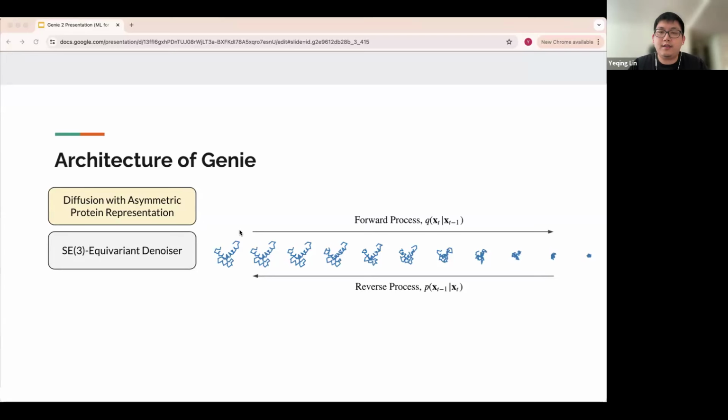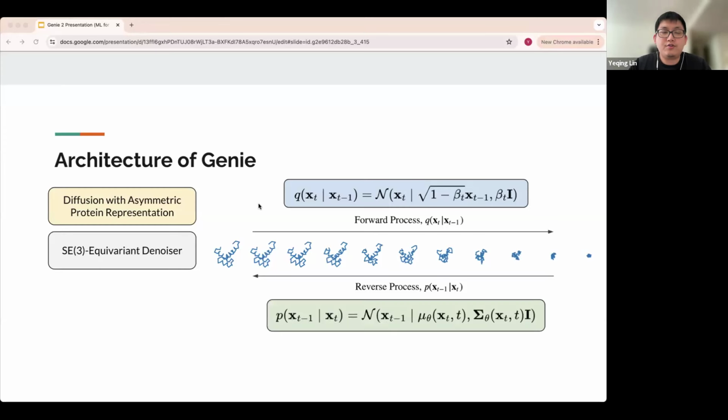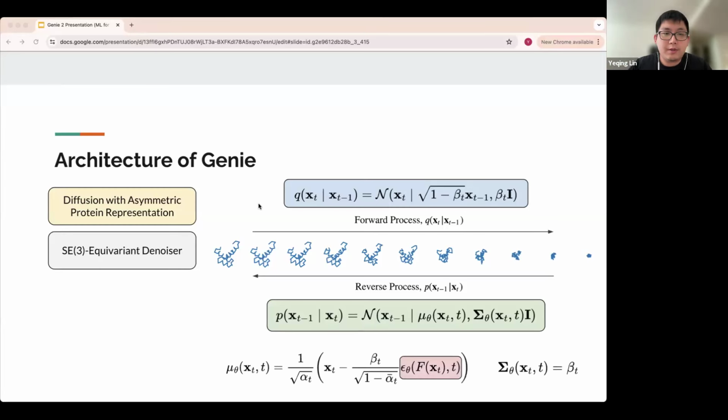For the forward process here, we consider each C-alpha atom as a point. So we basically consider a protein as a point cloud. And then what we do is gradually inject Gaussian noise into the diffusion process, like we did in the original DDPM paper. Since the noise injected at each step is small, the reverse process can also be approximated by a Gaussian distribution with a defined mean and variance. Here, the sigma theta is actually the SE(3) equivariant denoiser, which predicts the amount of noise injected at each diffusion step.